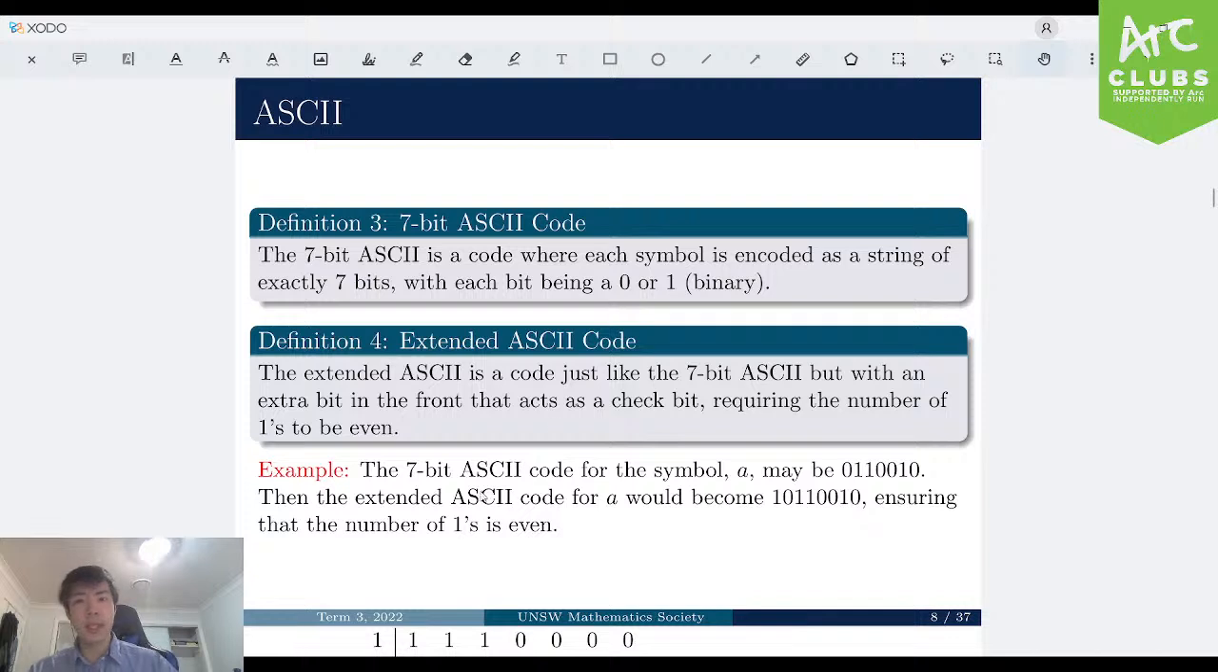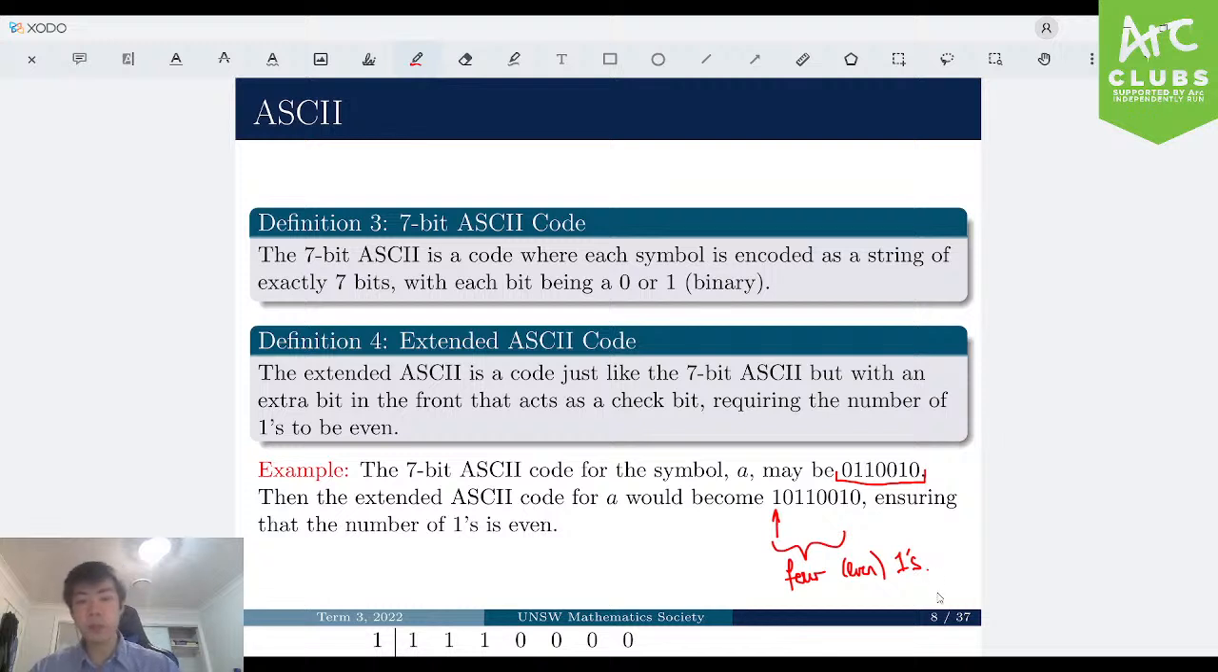So for example, the 7-bit ASCII code for the symbol A may be 0110010, and the extended ASCII code for A would become 10110010. Why do we know that this front bit must be a 1? Well, we want this front bit to ensure that there's an even number of 1s in the code word. At the moment, there are only 3 1s in the code word, so we add an extra 1 to ensure that there are in total 4, which is even.